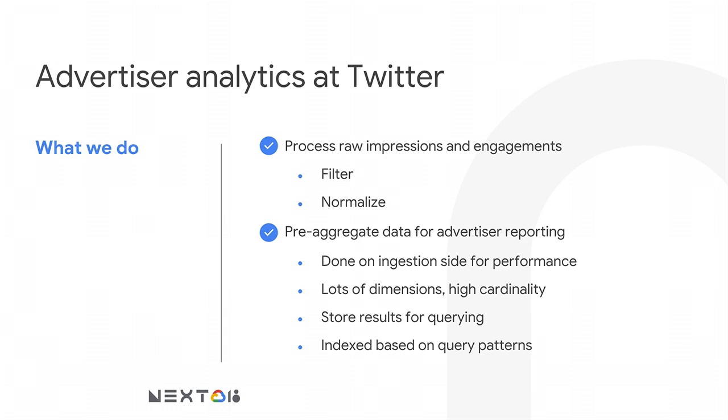So why do we pre-aggregate it? Mainly for performance reasons. The scope of the data that we're running on is so high that it would be infeasible to do it on the query side. So instead, we do it at ingestion time. The data is fairly highly dimensional, and some of these dimensions have a lot of cardinality, which has caused problems with off-the-shelf systems and is why we have to build our own pipelines. We take the results of these aggregations and store them in different data stores, and the storage is generally based on query patterns that we observe.